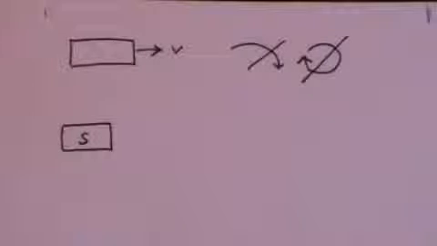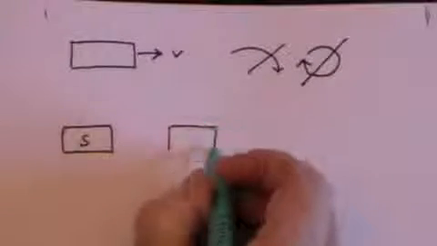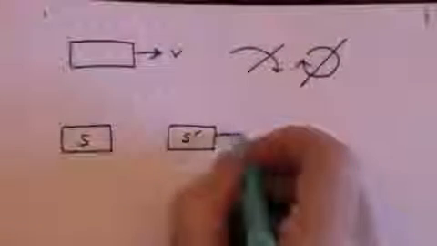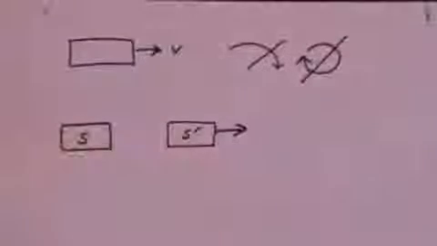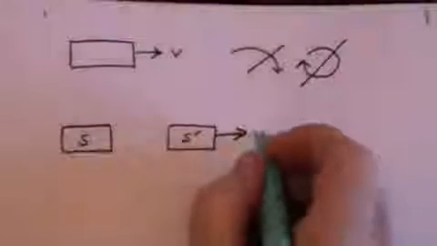Let us consider an inertial frame called S. If you like, you can imagine this as a spaceship in outer space. And there is a second frame of reference called S prime. All we can tell is that S prime is moving relative to S at a velocity v.